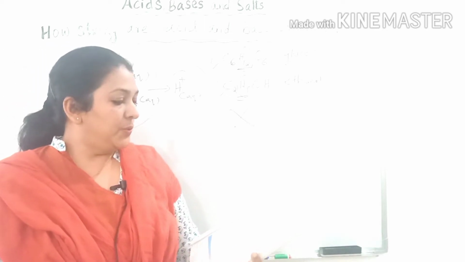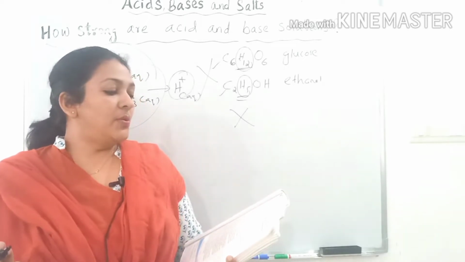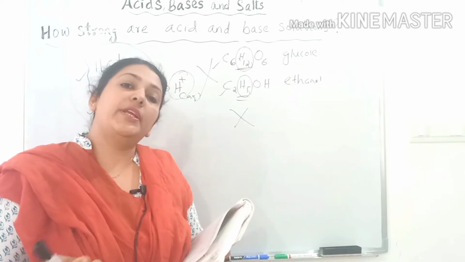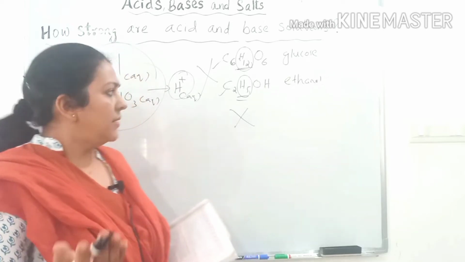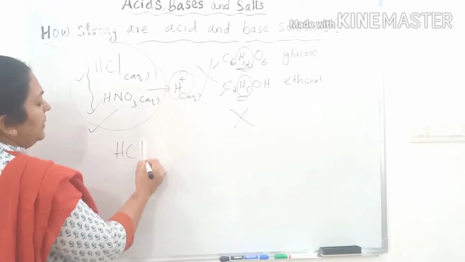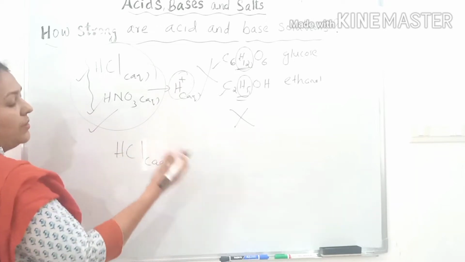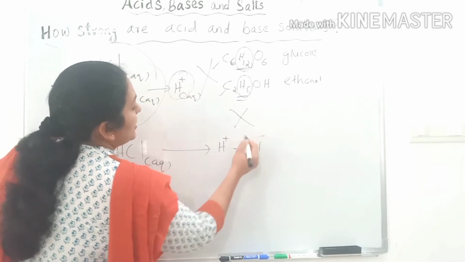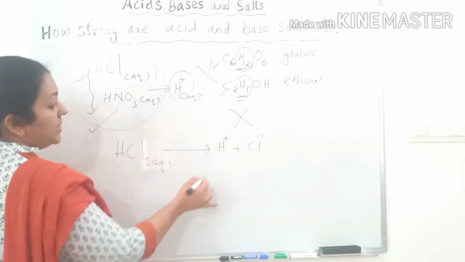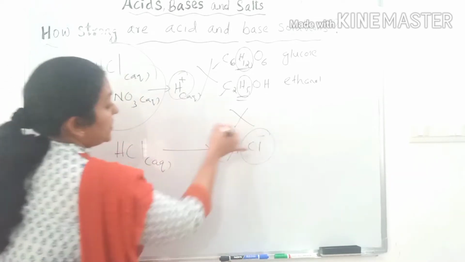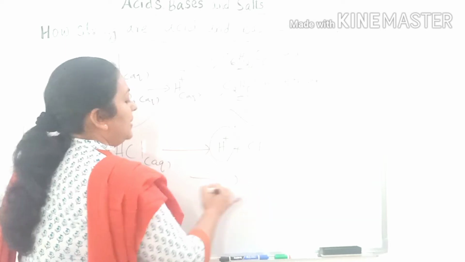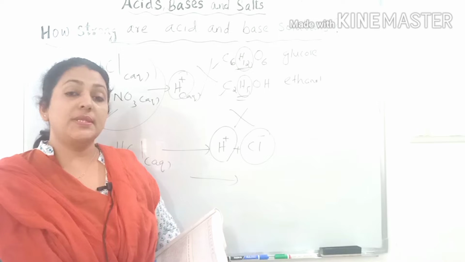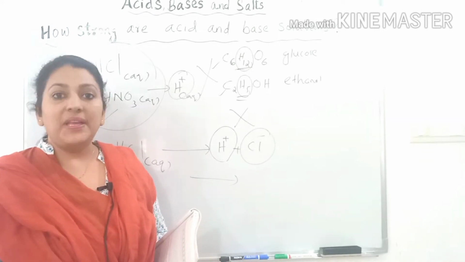Move to question number 2. Why does an aqueous solution of an acid conduct electricity? Aqueous solutions, acids are very good conductors of electricity. Why? The same reason. In presence of water, any acid like hydrochloric acid ionizes into hydrogen ions and the corresponding negative ions, here chloride ions. So due to the presence of these ions, what will happen? Electricity is conducted through the solution. So presence of ions is compulsory for conduction of electricity.